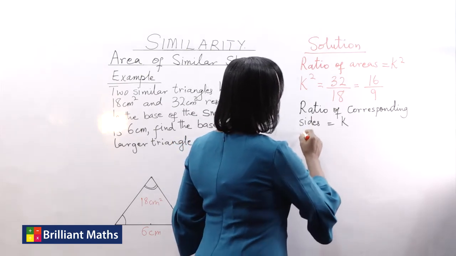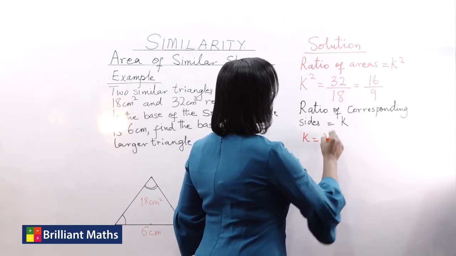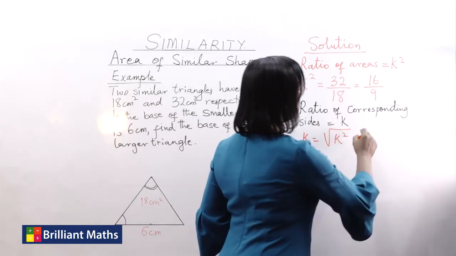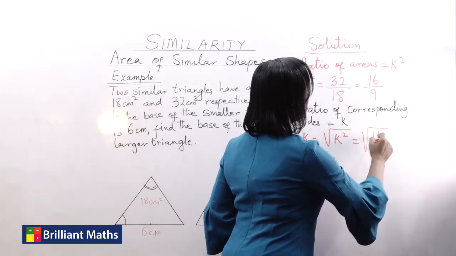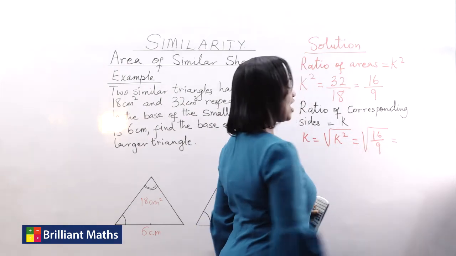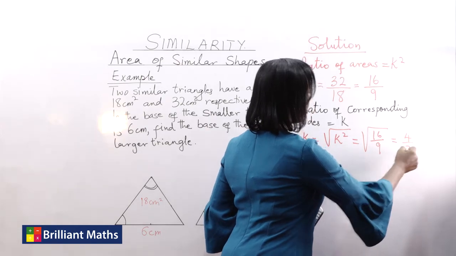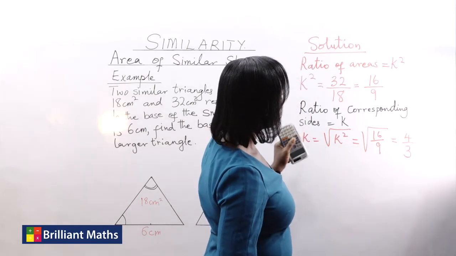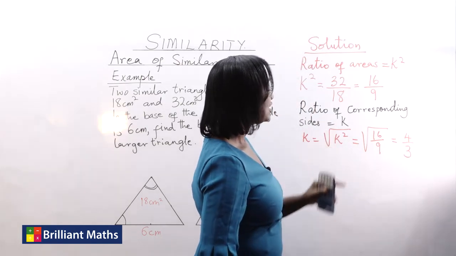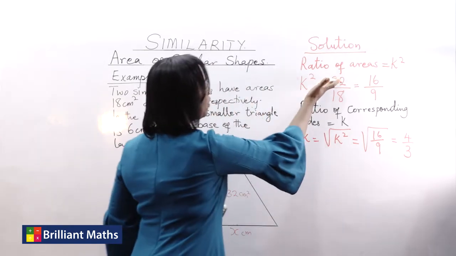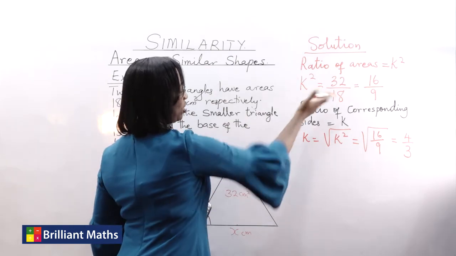So k is equal to the square root of k squared, which will be the square root of 16 over 9, and that gives us 4 over 3. So the ratio of the corresponding sides is 4 over 3. We have the big triangle over the small triangle.